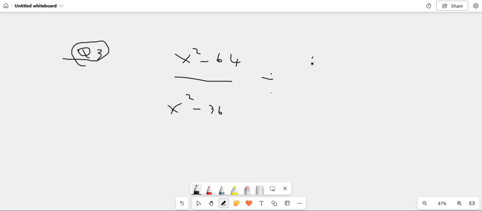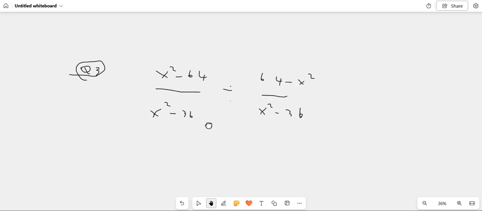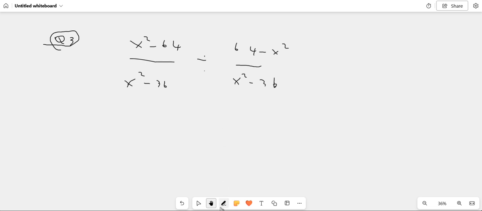But yeah, second one, 64 minus x squared over x squared minus 36. So we need to show that it's equal to -1, yeah? So we need to simplify all of this down to -1. You're probably thinking, that's a bit mad. How can you get -1 from some letters?